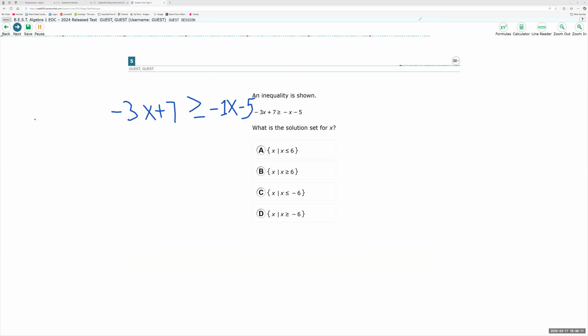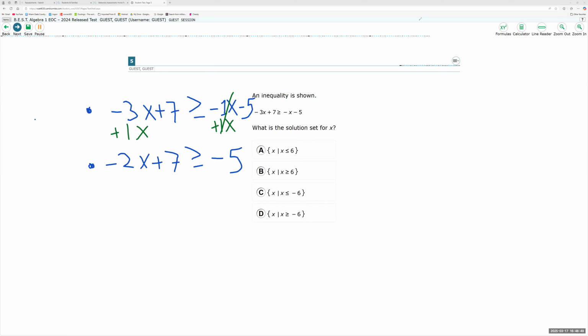Okay, so this is an inequality with x's on the left and on the right of the inequality. So I need to get rid of the x's. Usually I like to take them away from the right. So I'm going to add 1x on the right, so that's a 0. And I'm going to add 1x there to the -3x. If I clean things up and go down to the next line, after adding 1x, I get -3 and +1 is -2x plus 7 is greater than or equal to -5.